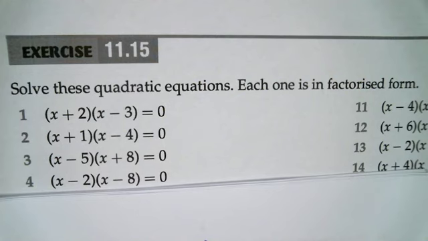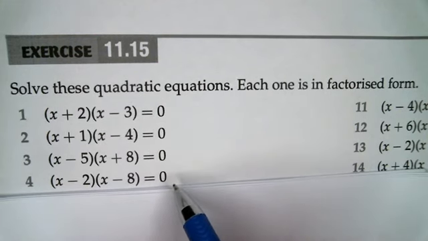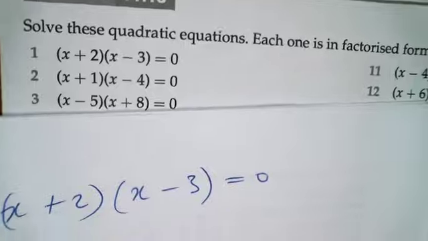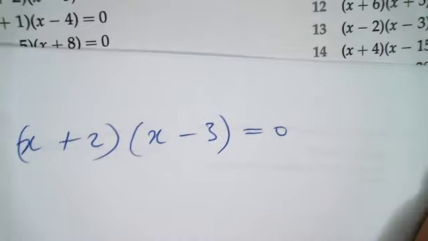Exercise 11.15 gets us to solve quadratic equations, so not to factorize or to expand, but to find the actual values of x. So when we solve a quadratic equation, we make it equal to 0. So as you can see, these are all zeros. So let's take a look at this and how this plays out.